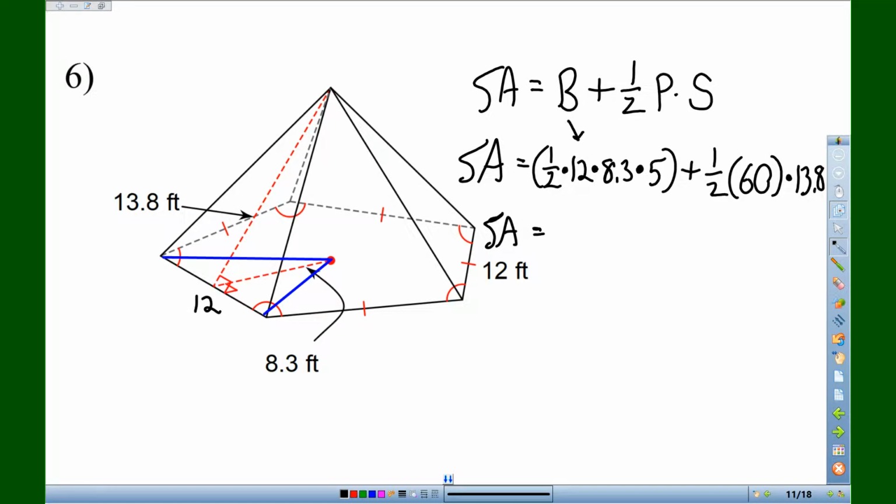Okay, so let's see what we got. So 1/2 times 12 times 8.3 times 5, plus 1/2 times perimeter times 13.8. Okay, sorry, that took me a second. I already have that. But I'm getting a 663 feet squared.